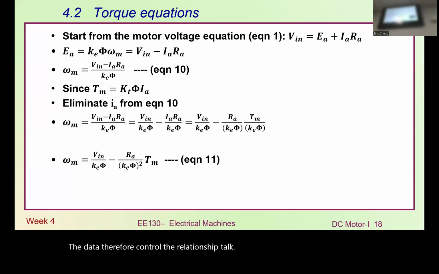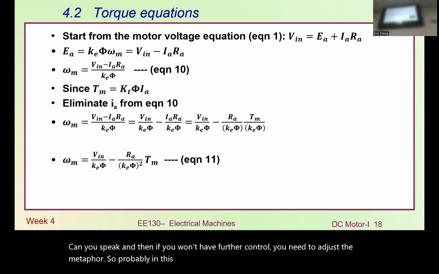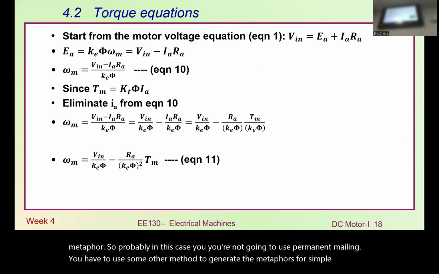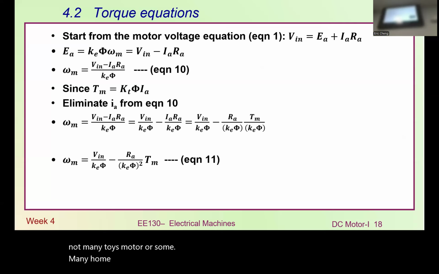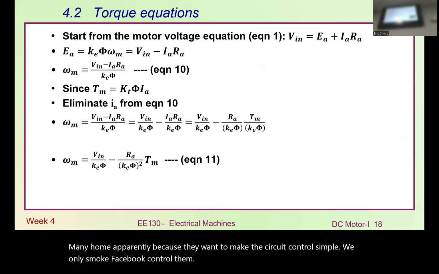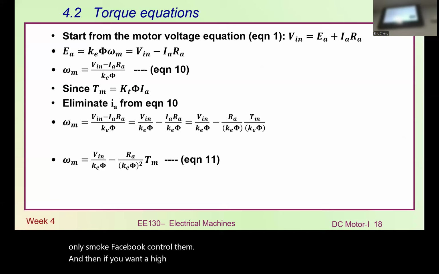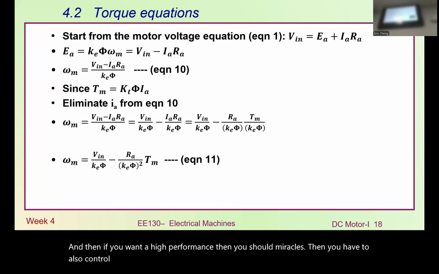And if you want to have further control, you need to adjust the magnetic flux. So in this case, you're probably not going to use a permanent magnet. You have to use some other method to generate the magnetic flux. For simple motors, like many pulse motors or many home appliances, because they want to make the circuit control simple, they only use one phase to control it. If you want high performance, like an electric vehicle, then you also have to control the magnetic flux. So that's the basic control concept.